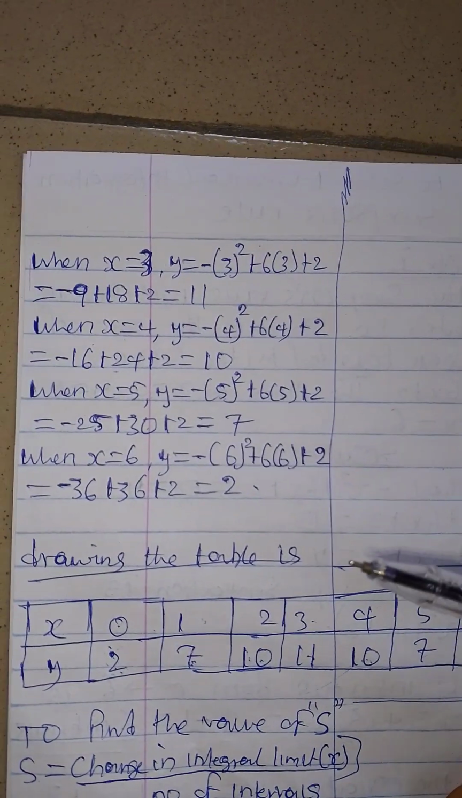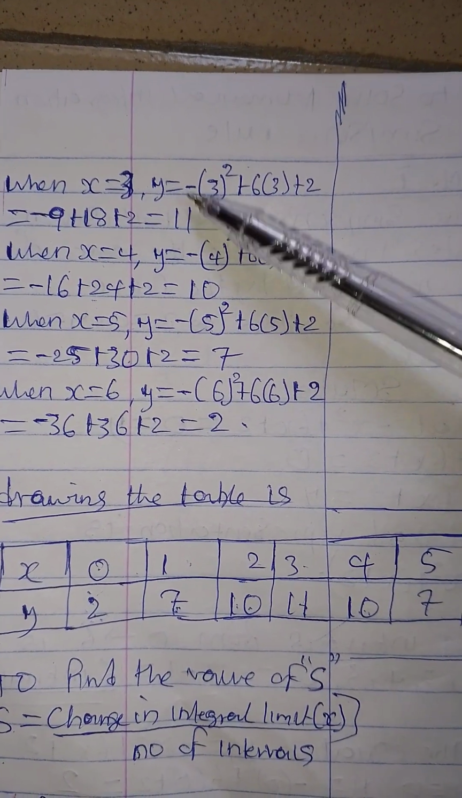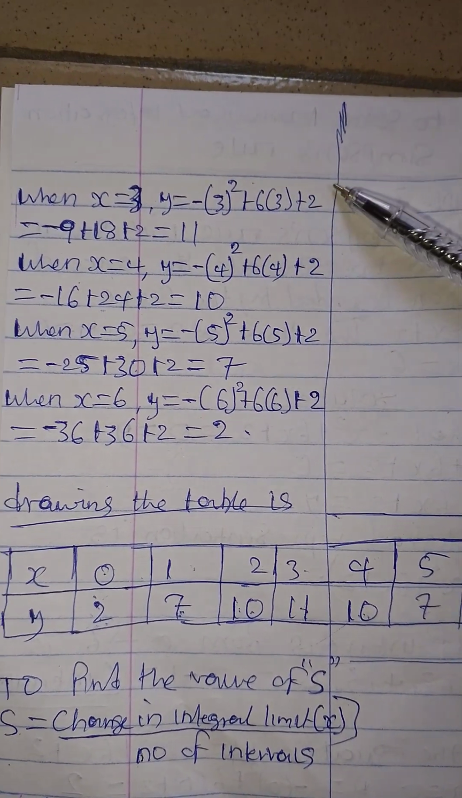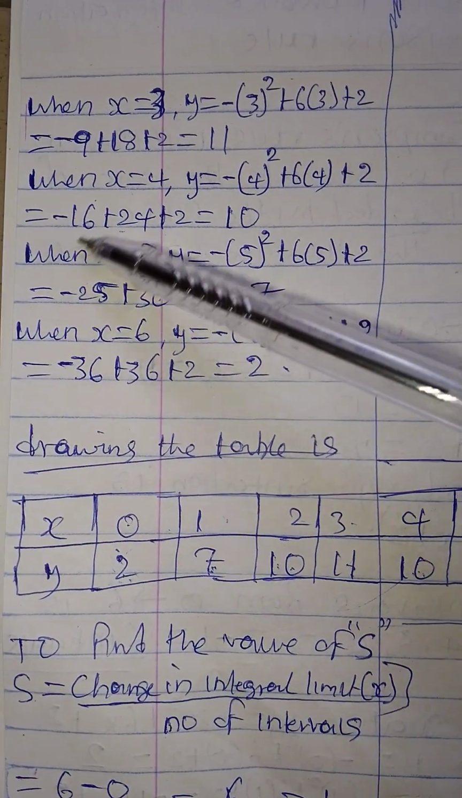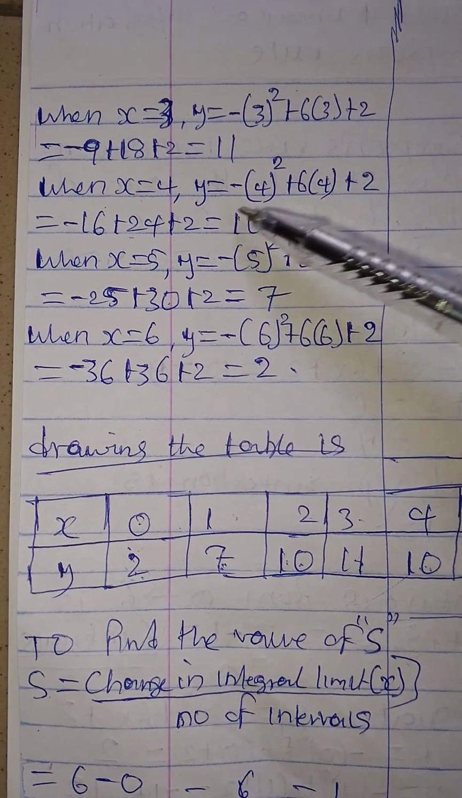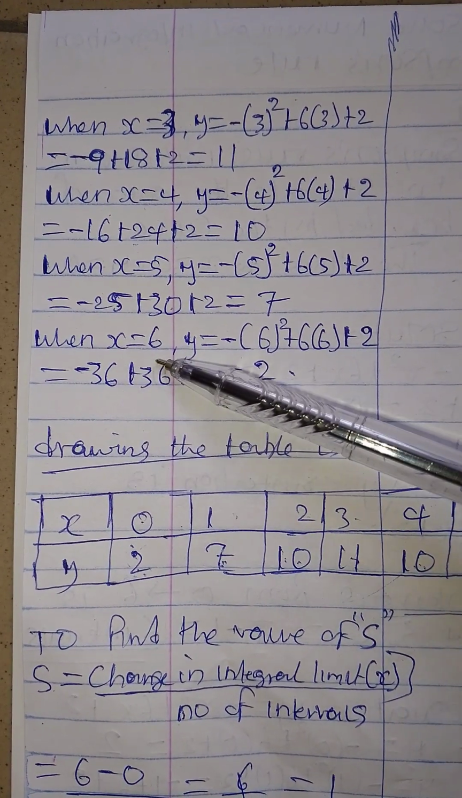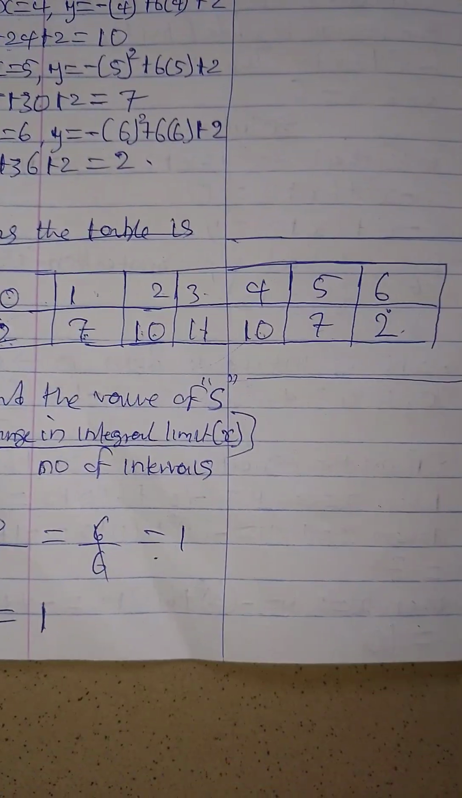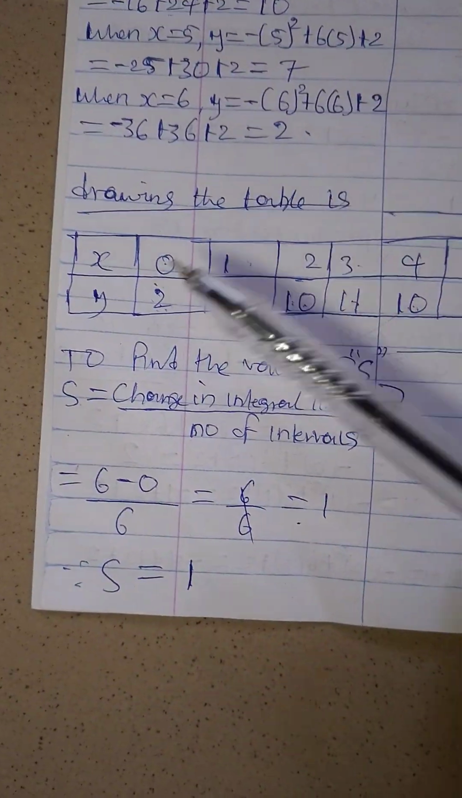Now what next? You apply the same thing. When x is 3, y is equal to minus (3) squared plus 6(3) plus 2. The sum of everything will give 11. Also when x is 4, do the same thing, that will give you 10. When x is 5, do the same thing, that will give you 7. And when x is 6, do the same thing, that will give you 2.